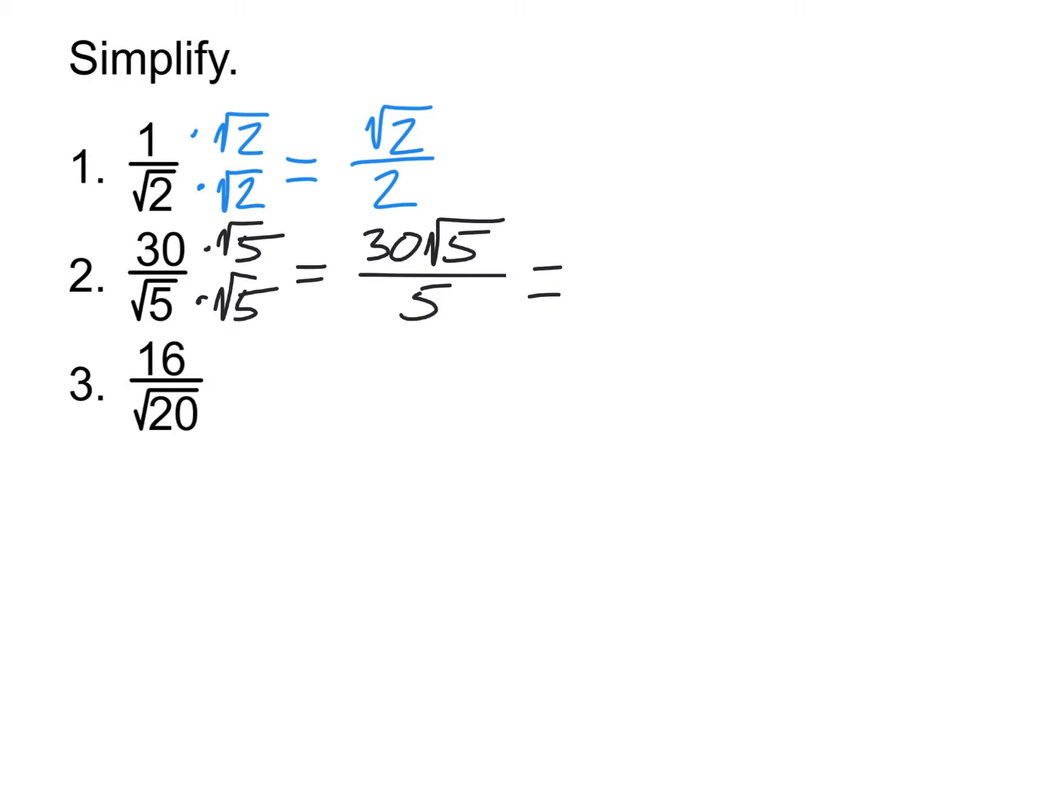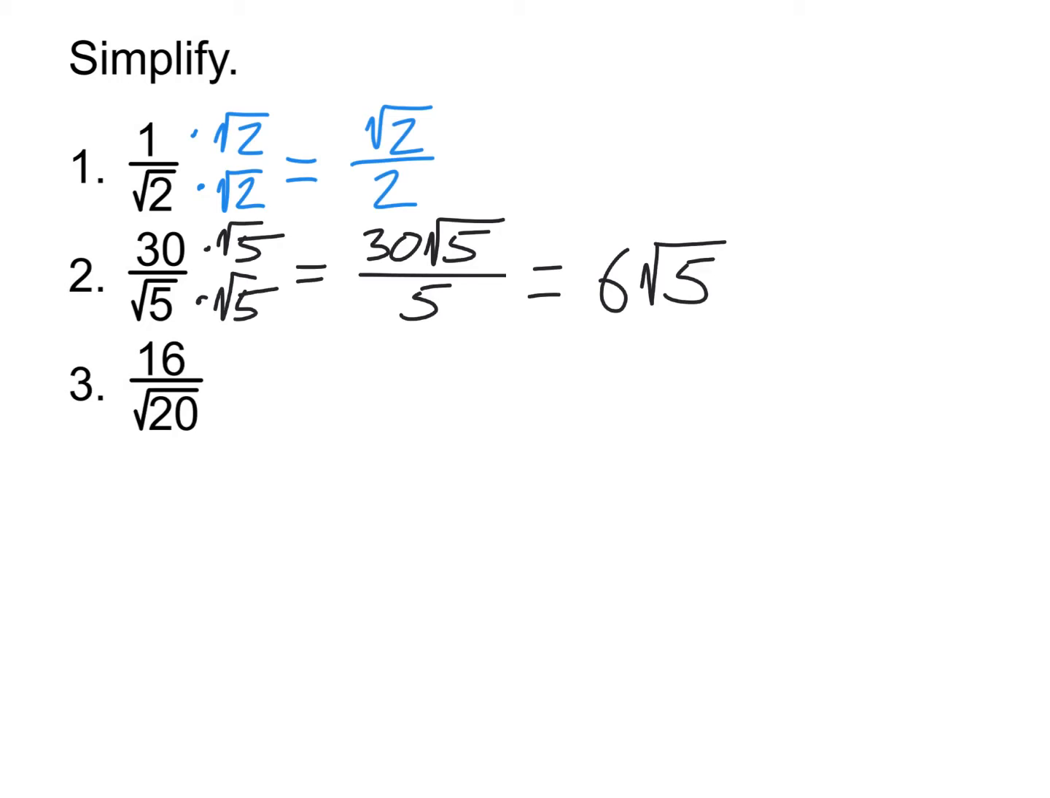So 30 divided by 5 is 6. The root 5 is still there because we can't do anything to it. And then that's over 5 divided by 5, which is 1. Now, we don't really need to write over 1 though, do we? Because anything over 1 is just itself. So then that gives us 6 root 5.